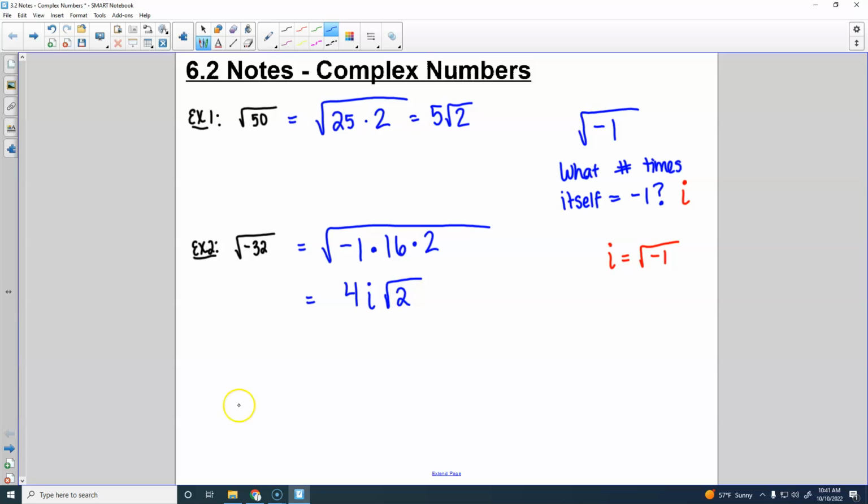And basically what's happening there, anytime you have a negative under the square root, it is ending up on the outside as your i, right?